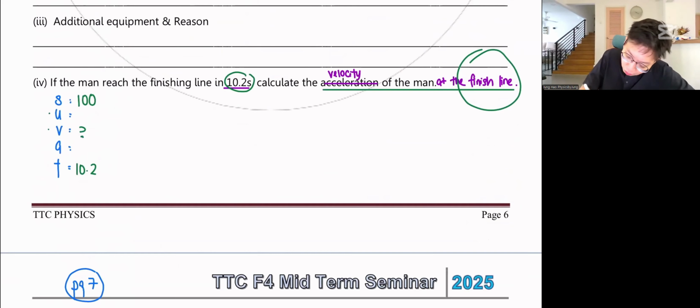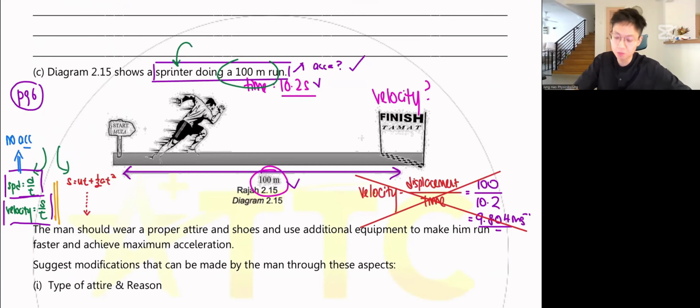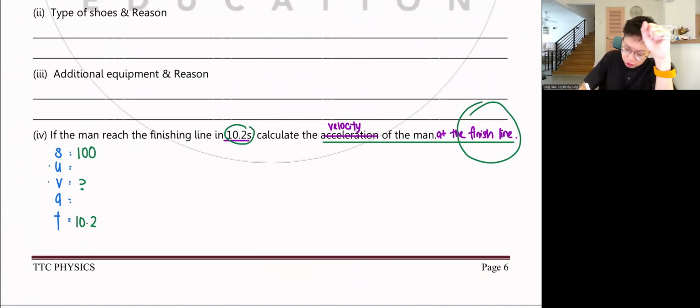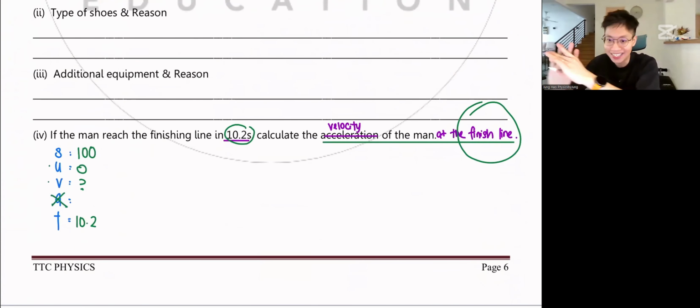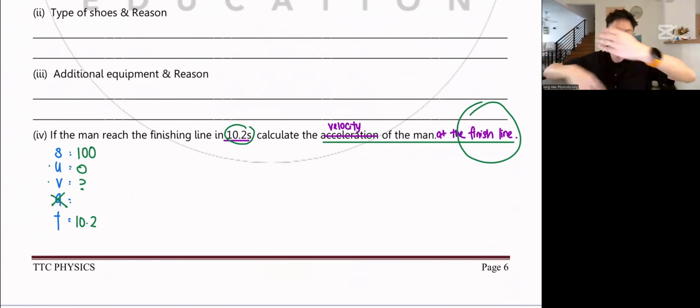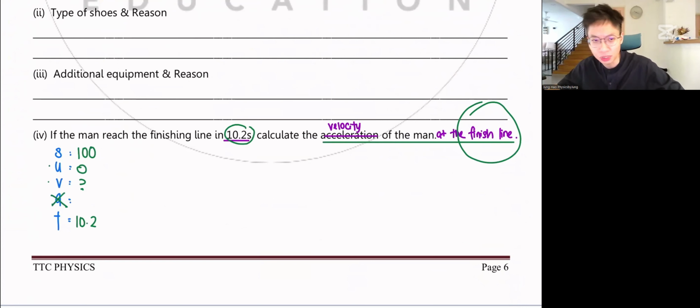Now, what other information do you have? Because this is a sprinter race, when you go for a run, you always start from rest, very good. Your initial velocity will be zero. Now, no A, guys, no A given. The guy is accelerating, but they never give me the acceleration. So which formula should I use?